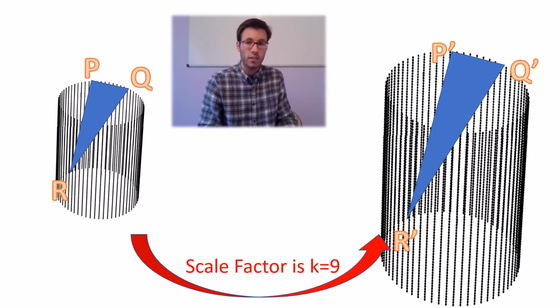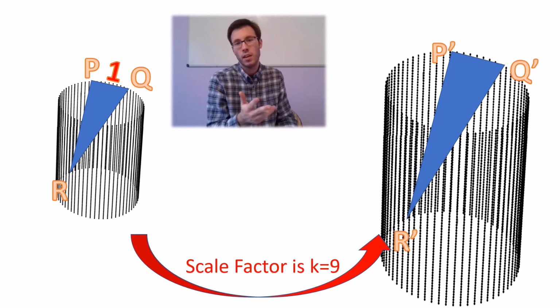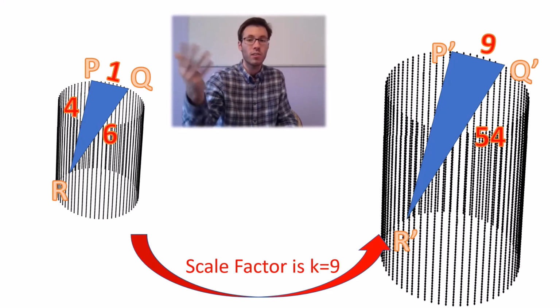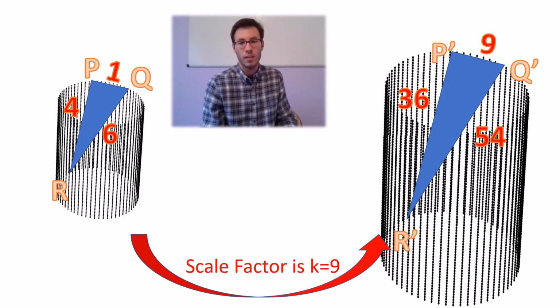Let's say we have a scale factor K, and let's say that number is 9. The distance from P to Q, let's not include units here, let's have that number be 1. So 1 times 9 is 9. So in the image, that number would be 9. The distance from Q to R, let's say it's 6. 6 times 9 would be 54. Let's say we have the value 4 there. 4 times 9 is 36. So that last remaining side would also be 36.